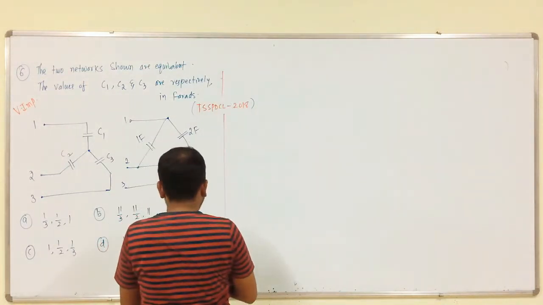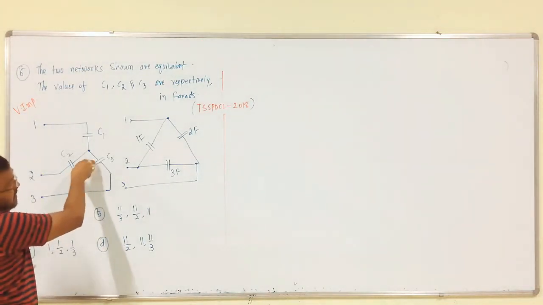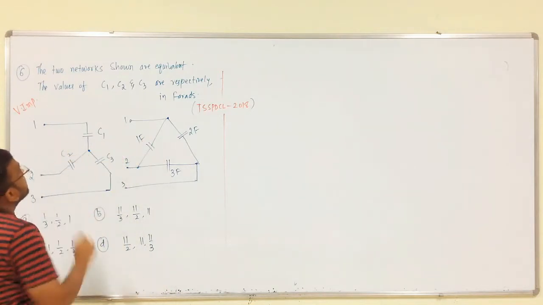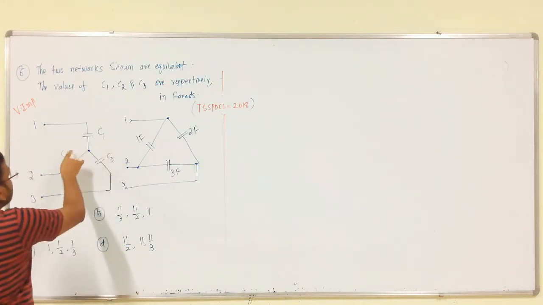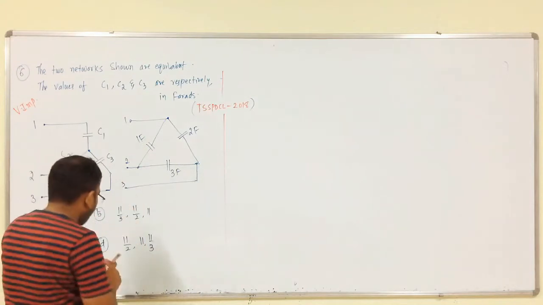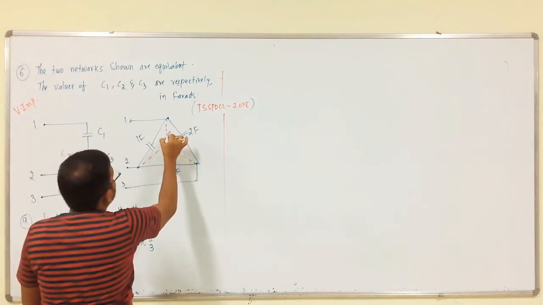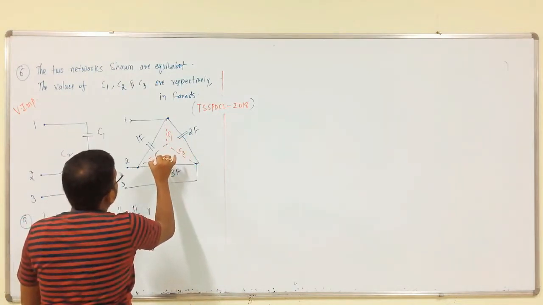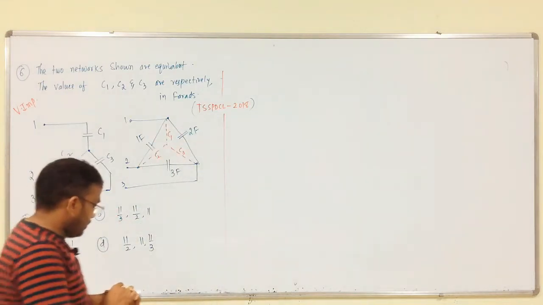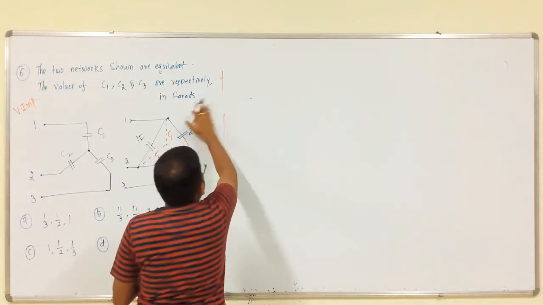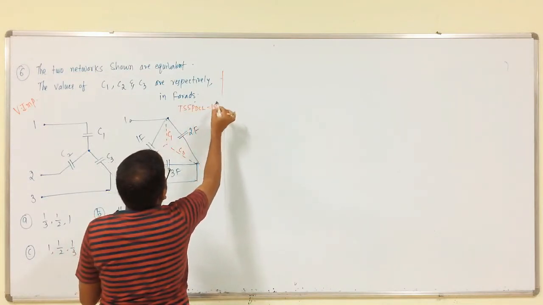Okay. See, he provided the star connected as well as delta connected network. These two are similar. See, the two networks shown are equivalent with each other. So, C1, C2, C3 we have to calculate from this delta connected network, right. So, this is C1, this is C3, this is C2. So, between these two we have C2, between these two we have C1, between these two we have C3. So, to discuss this, TSSPDCL 18. Okay.